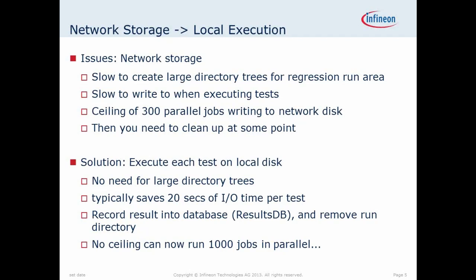But the problem with that is we found that once we hit 300 jobs running in parallel, the speed of execution fell off a cliff, and you might as well have run 10 jobs in parallel. So our 10 hours would go up to 24 hours or even more once more than 300 jobs started running. The other issue with network storage is you've got this big directory tree that you've created, and then when you start the next day, you clean it up and throw it all away.